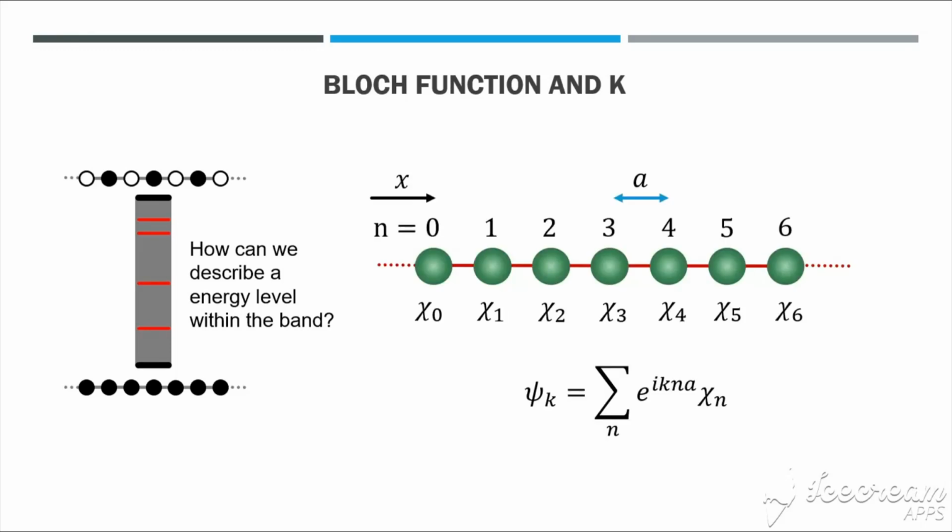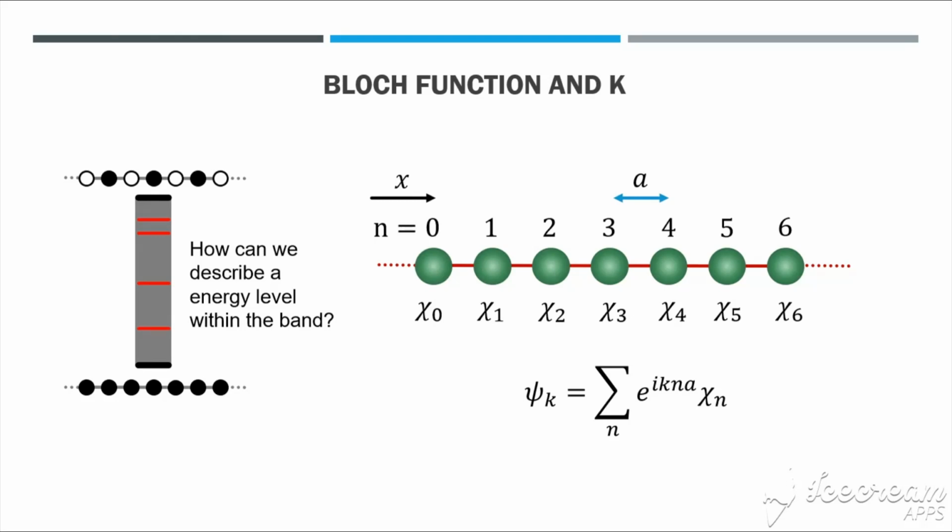This is where the Bloch function comes into play. The Bloch function is a solution to the Schrödinger equation in the form of a plane wave to describe the electron in a periodic potential. If you want to read more about the Bloch function, you're welcome to look it up. There's a ton of information that you can find online.